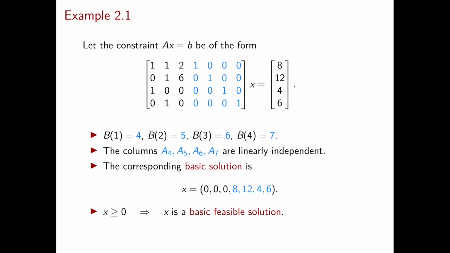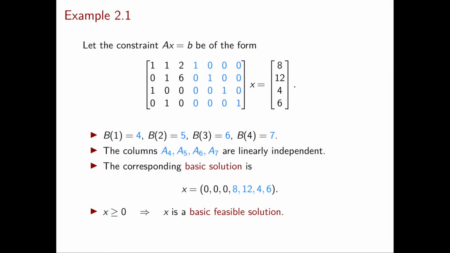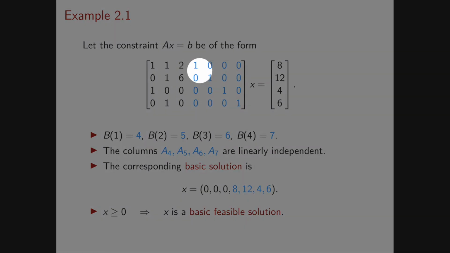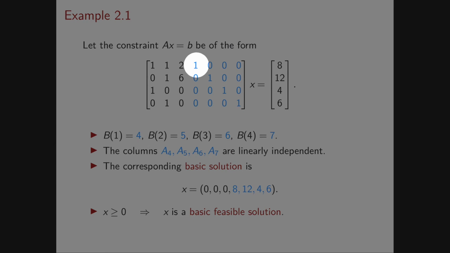This is because 1, 2, and 3 are exactly the indices of the columns that I didn't select, and then I obtain x4, x5, x6, and x7 by solving the remaining system of equations. So once you plug in x1, x2, and x3 equal to 0, I obtain a system that has a unique solution, and in this case it's extremely simple to solve. In fact, the first constraint here will tell me x4 equal to 8, the second will tell me x5 equal to 12, the third x6 equal to 4, and the last one will tell me x7 equal to 6, which is exactly the basic solution written here.